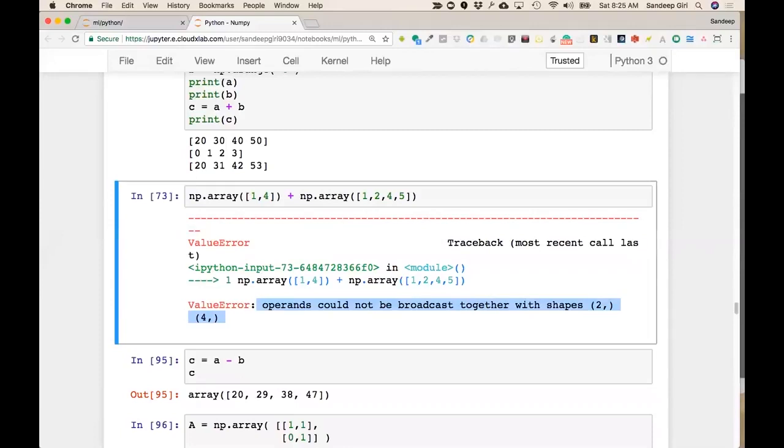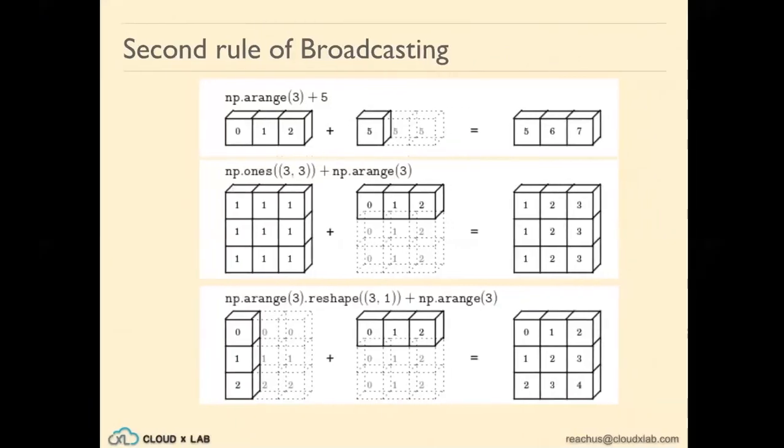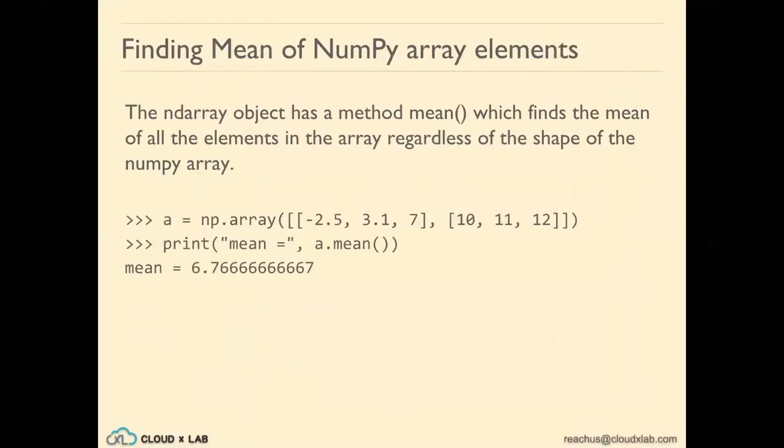Yes? No? All right, so this was the second rule of broadcasting. In case both of these fail, it won't work. All right, now on the NumPy array, you can compute mean.